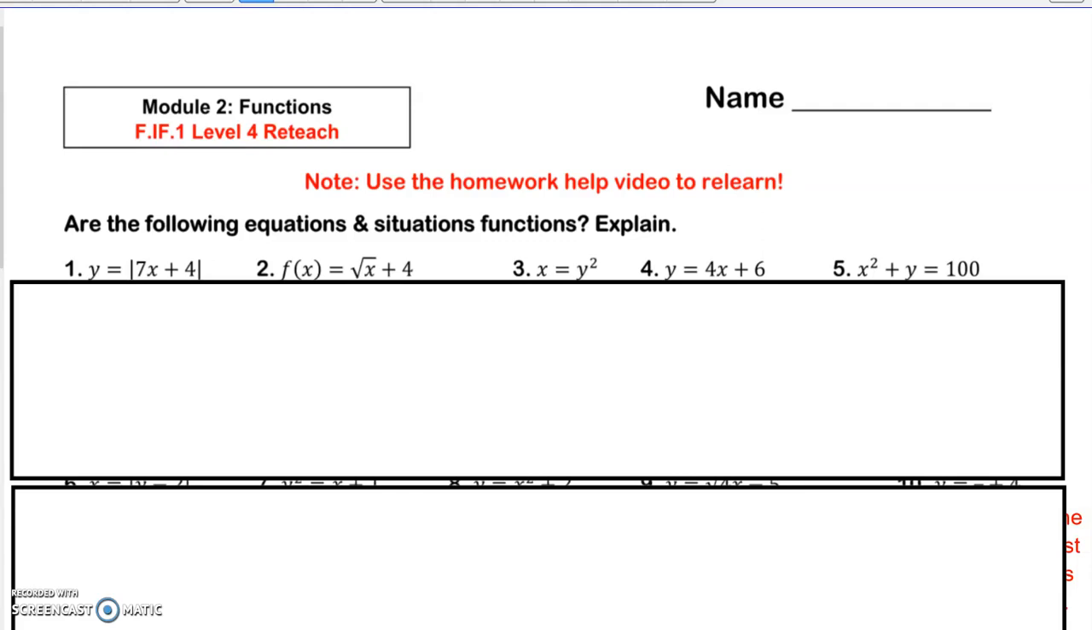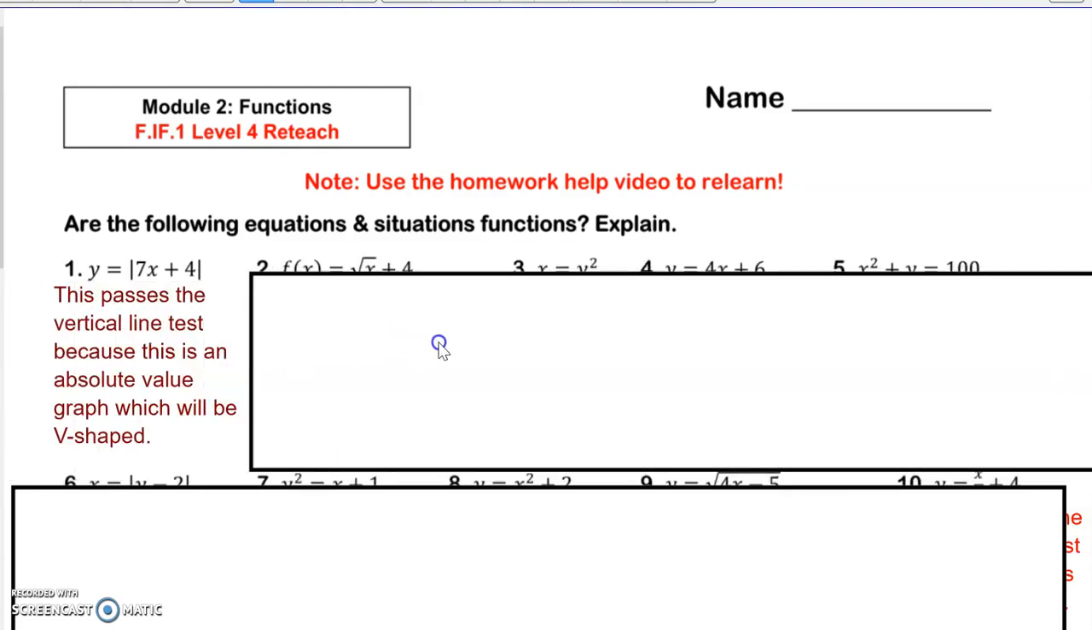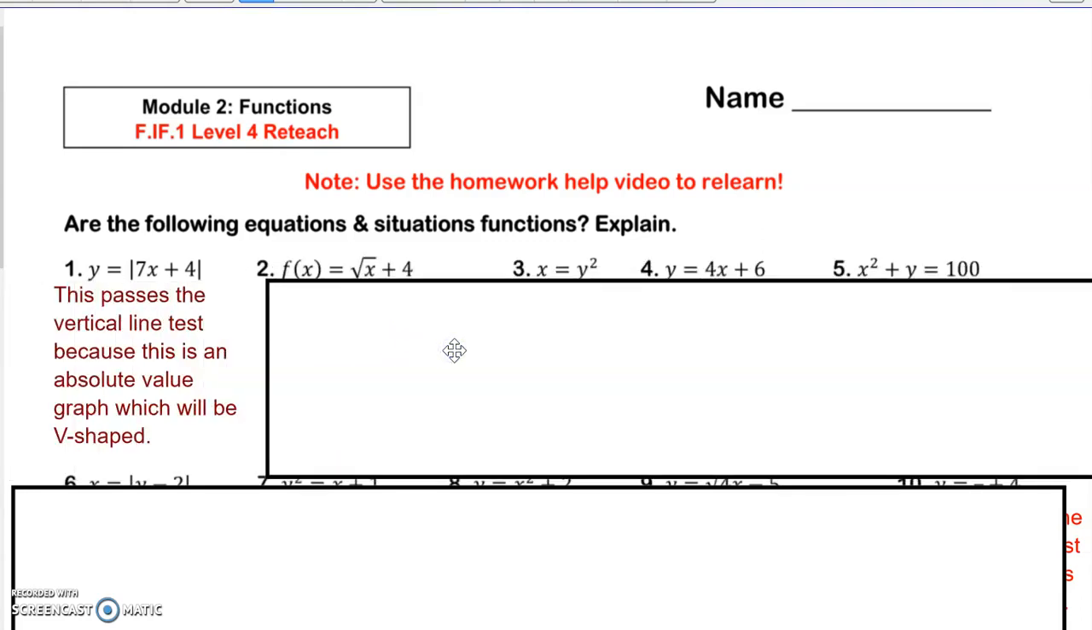Okay, today we're doing Module 2 function F.IF.1 Level 4 Reteach. Are the following functions an equation, a situational function? So right now I'm taking a look at the first one, which is absolute value. And in this case, it does. An absolute value will pass, and it will pass when the x is on the inside.